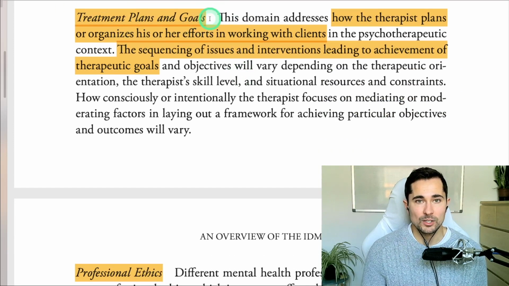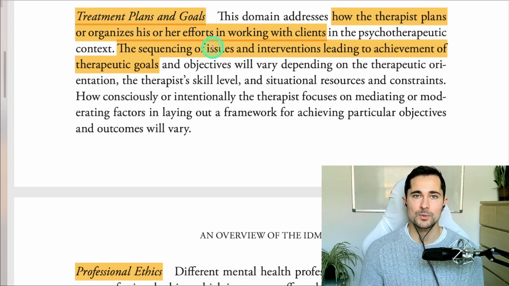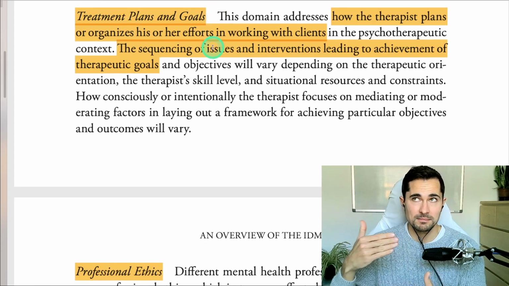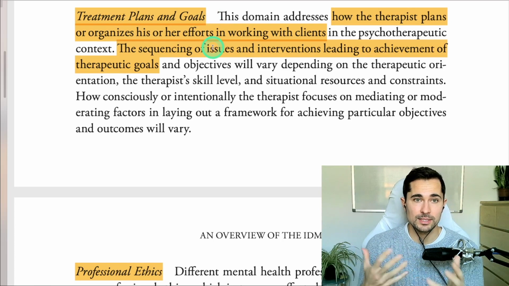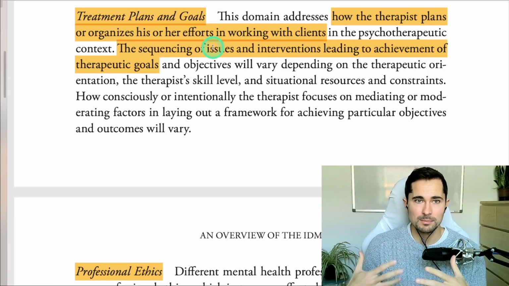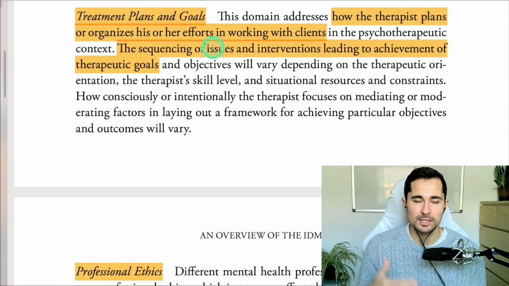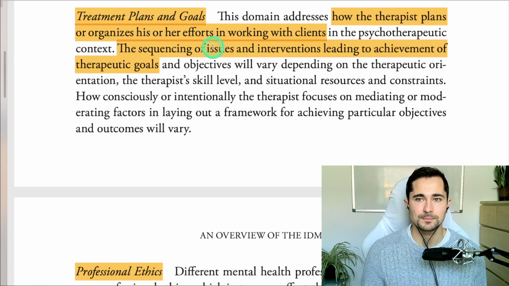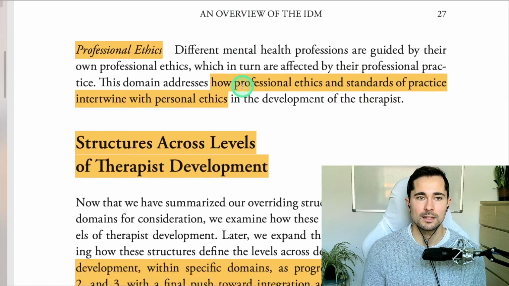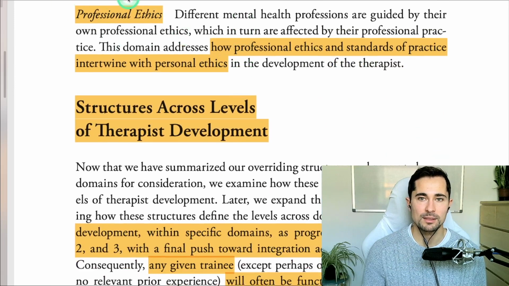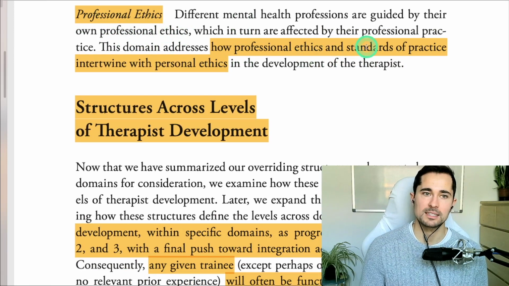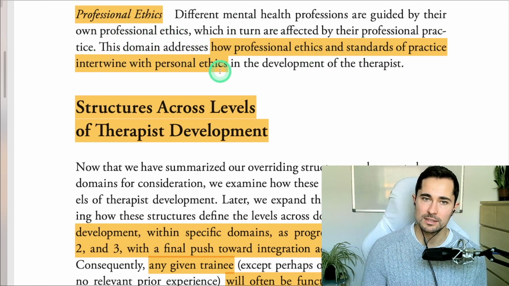Treatment plans and goals. So based on my case conceptualization, how do I then, with the client, perhaps plan what goals we are working at and how we are going to get there? The sequencing of issues and interventions leading to achievement of therapeutic goals. And finally, the 8th one, professional ethics, which can include how professional ethics and standards of practice intertwine with one's personal ethics.